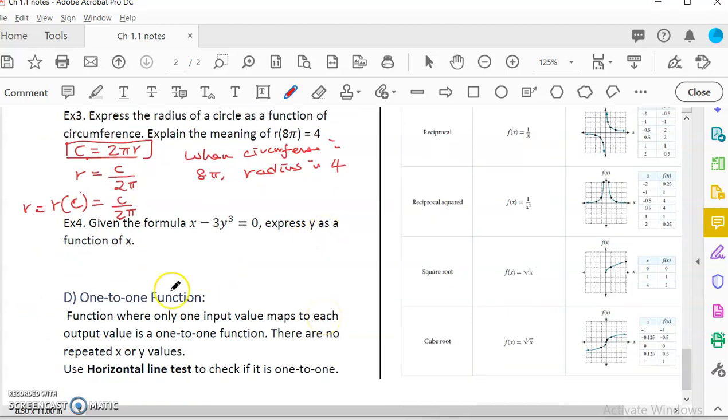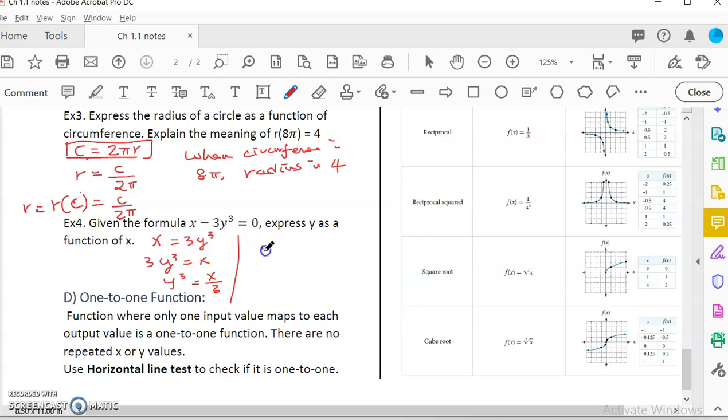Here, the fourth one is I have a formula x equal to 3y cubed. We want to write y as a function of x. That means we want y equal, right? So put x and y on two different sides. X would equal 3y cubed. Switch them around. 3y cubed equal to x. Y cubed would equal x over 3, right?